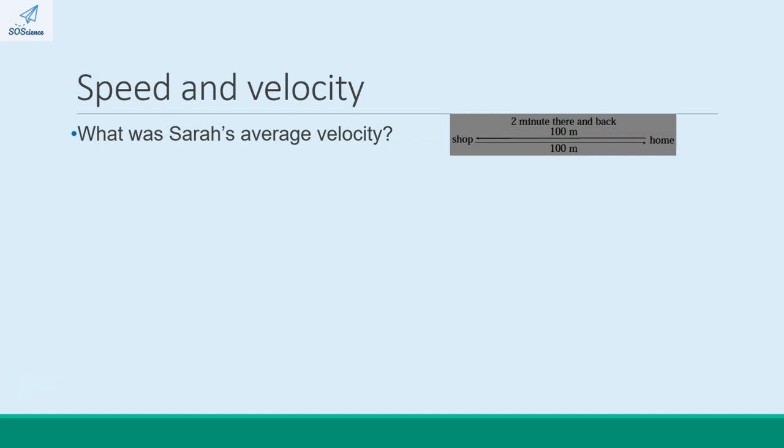But what was Sarah's average velocity? Well, now we need to use this formula over here. The velocity formula takes into account displacement. But we already worked out that her displacement over the 120 second time interval was 0. Therefore, Sarah's average velocity is 0 meters per second.